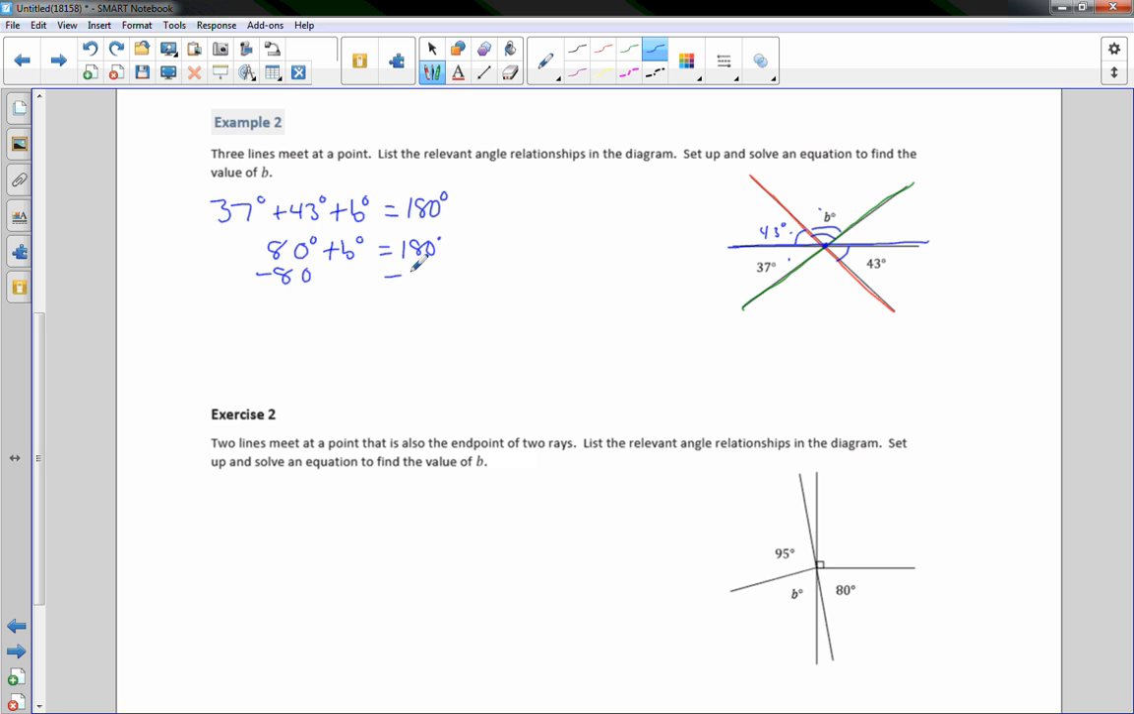Subtract 80 degrees from both sides. These cancel, and I get B equals 100 degrees. So there is my answer, 100 degrees. Since this is 100 degrees, this is 100 degrees. Since this is 37, this is 37, because green and blue vertical angles right here are congruent. 37 degrees, 43, 100, 143, 37. They add up to 360 degrees.